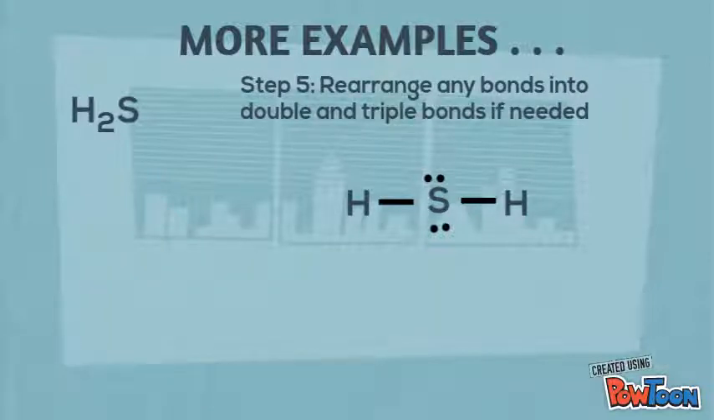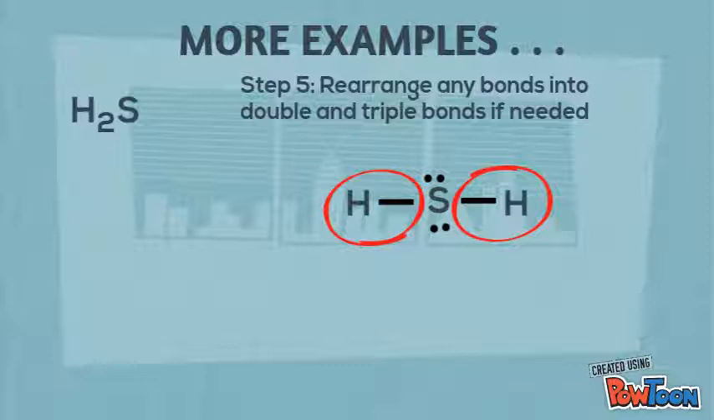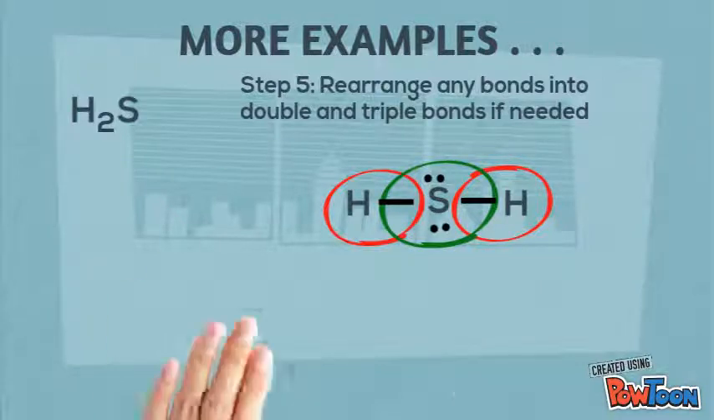Step number 5, we need to make sure that everything has a full outer shell. The 2 hydrogens here have a single bond associated with them, and its 2 electrons, so they're done. And the sulfur here has 2 single bonds, which is 4, and then 4 unpaired electrons for a total of 8 electrons.